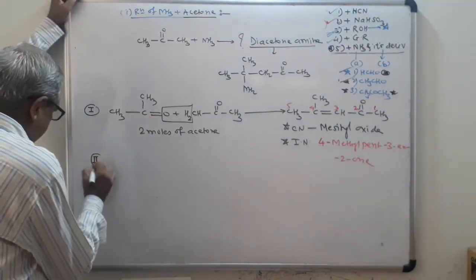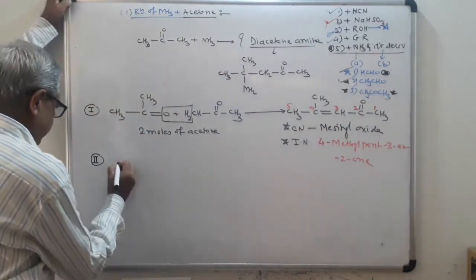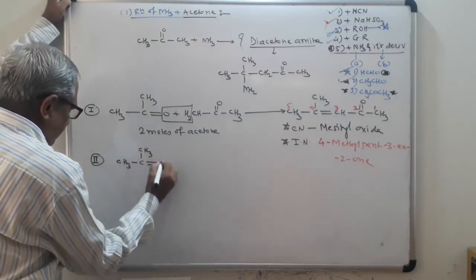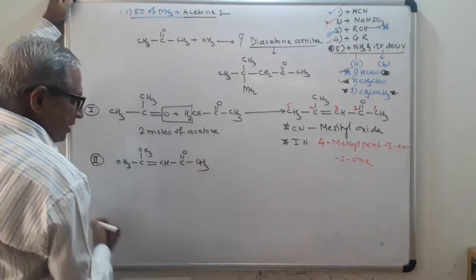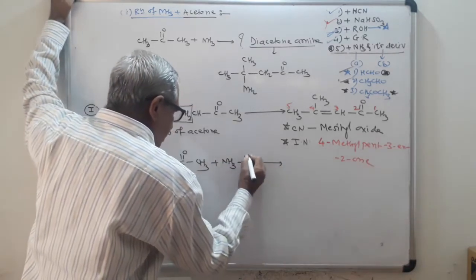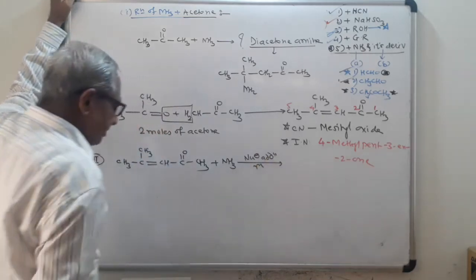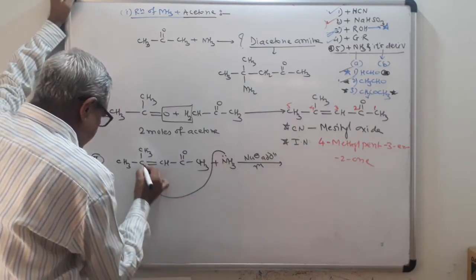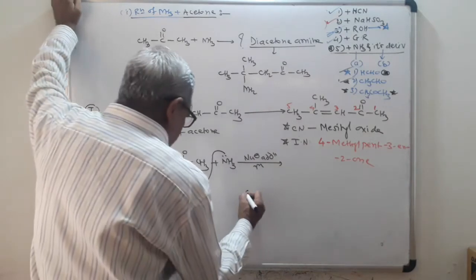In the second step, this mesityl oxide reacts with ammonia. CH3, CH3 double bond CH C double bond O CH3. This will react with ammonia. Now it will undergo nucleophilic addition reaction at the carbon-carbon double bond. This ammonia has a lone pair of electrons. It will go to the carbon-carbon double bond. This bond will be shifted here. So what will you get here?